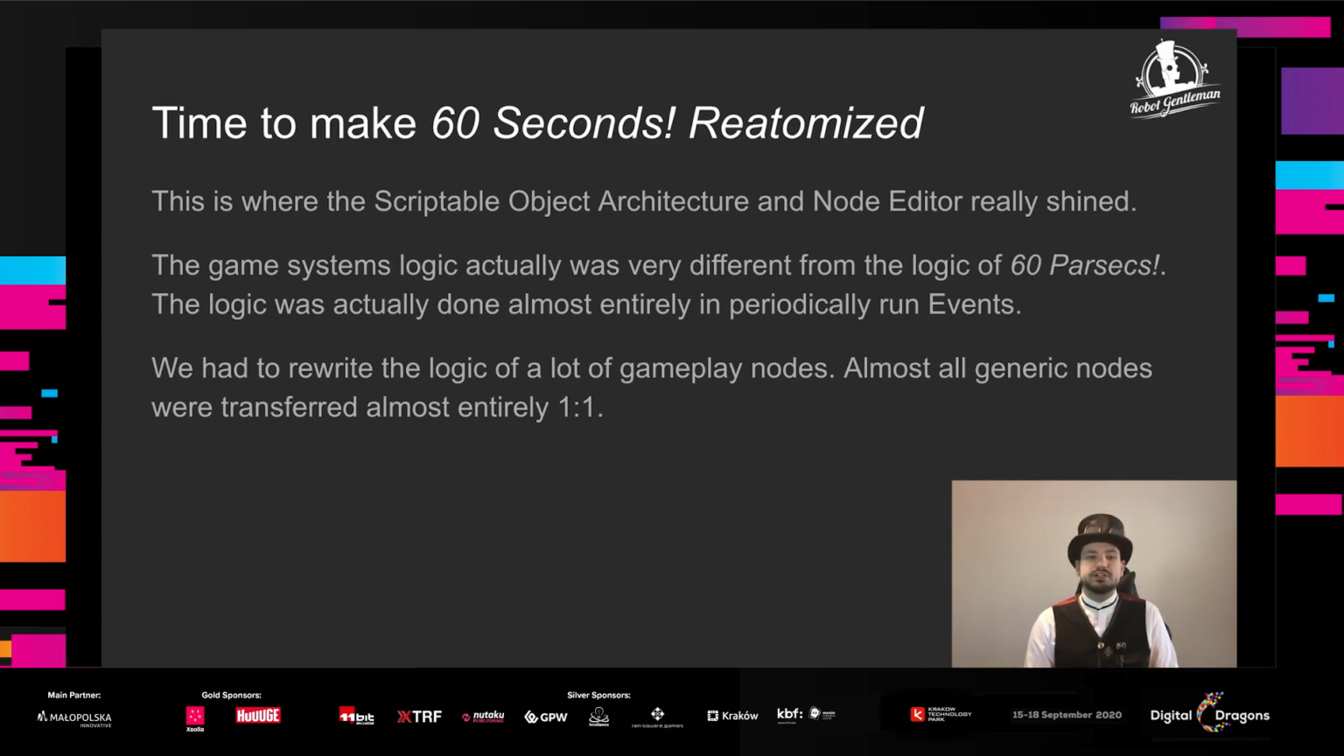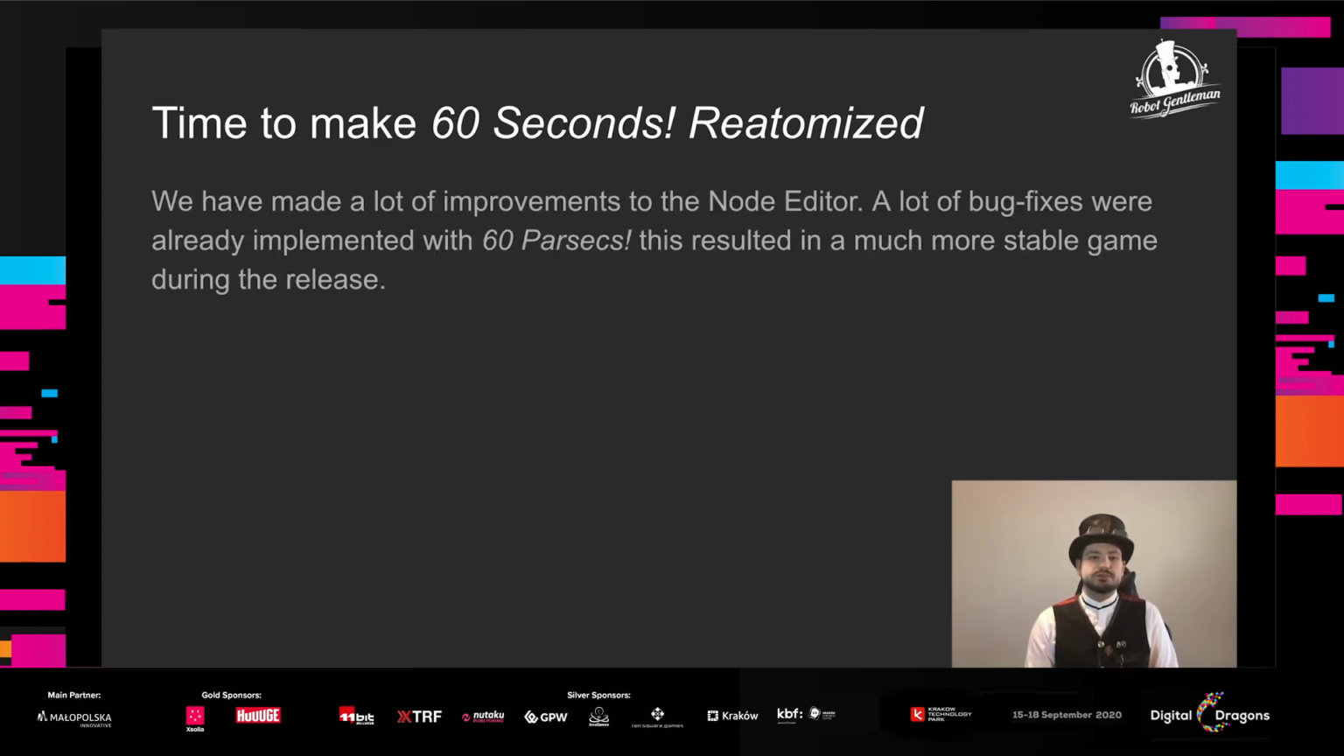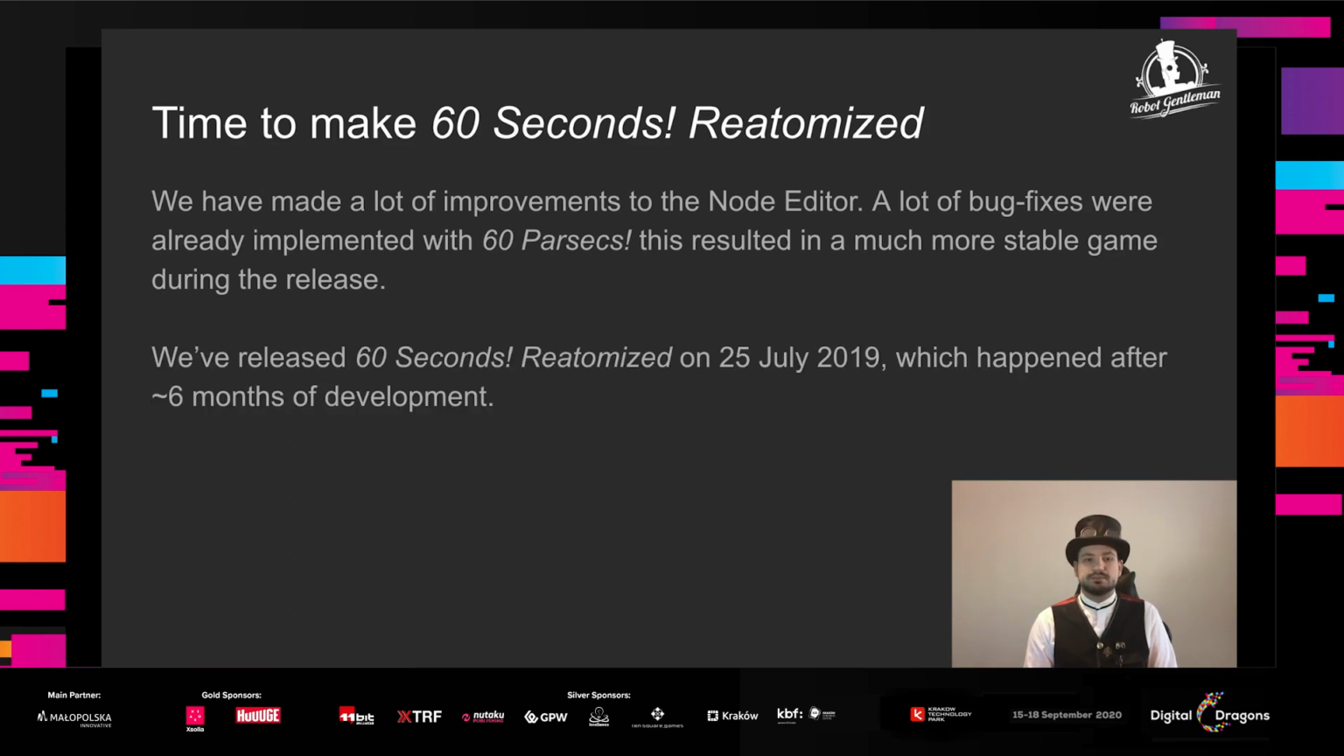The same happened with a lot of other systems. Expeditions required modifications, but they were actually very similar to their 60 Parsecs counterparts, except the locations were chosen at random in the Reatomized. We have made a lot of improvements to the node editor itself, especially in the way that the nodes were created. As a lot of bug fixes for the codebase were already implemented with 60 Parsecs, this resulted in a much more stable game during the release. But we've managed to find a few more bugs that we fixed and later backported to 60 Parsecs.